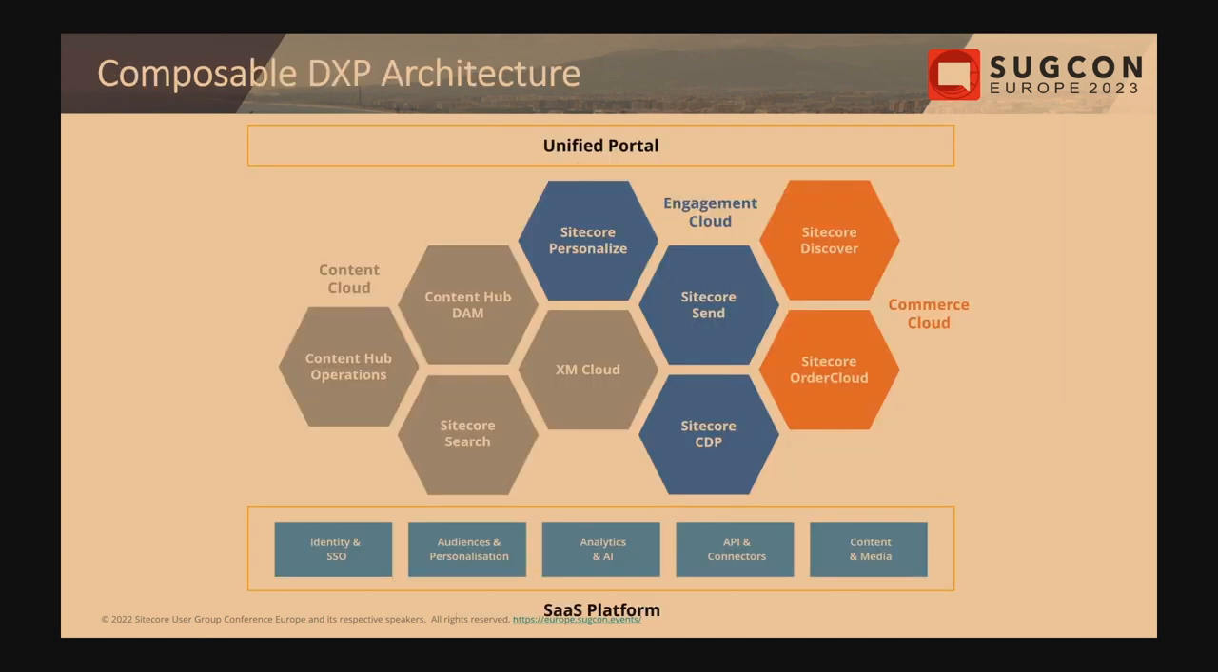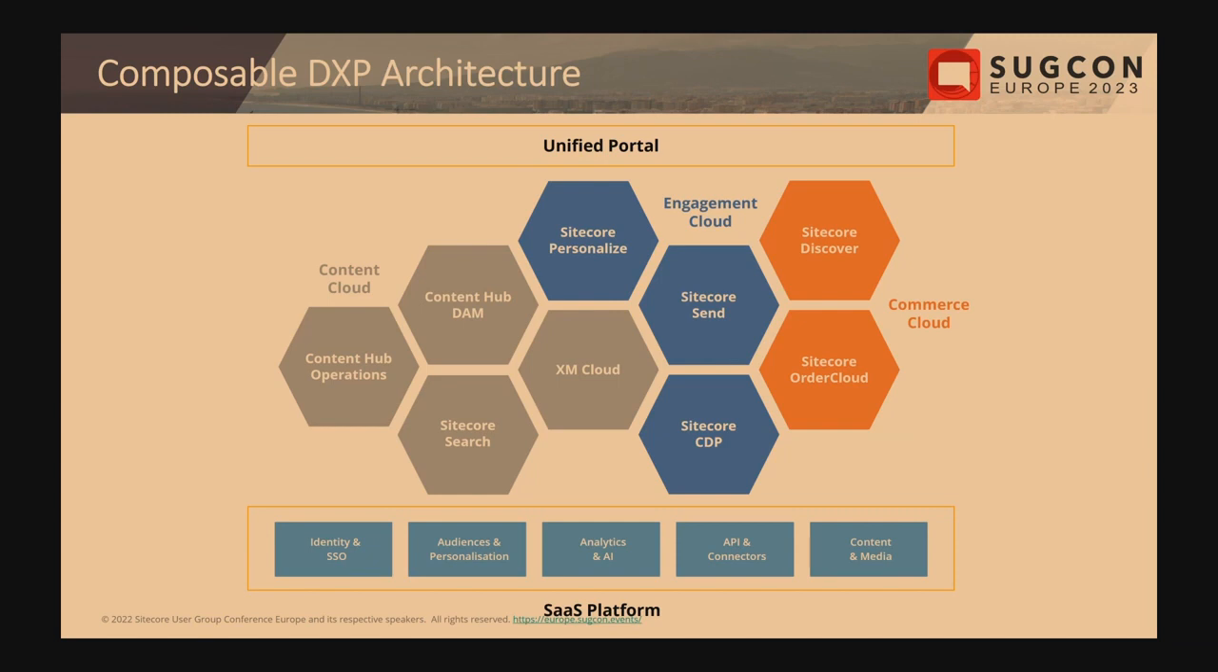So now, from monolithic to a composable DXP architecture, Sitecore has divided these things into 3 parts. The content cloud, where you have all the main products which help you have the right content. And content is super important to make sure that you have the best experience for the customers.